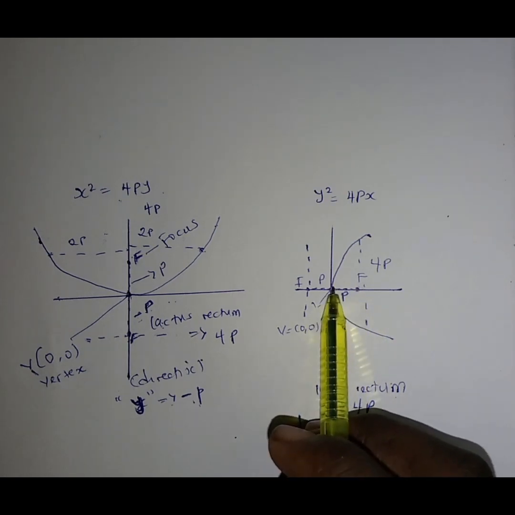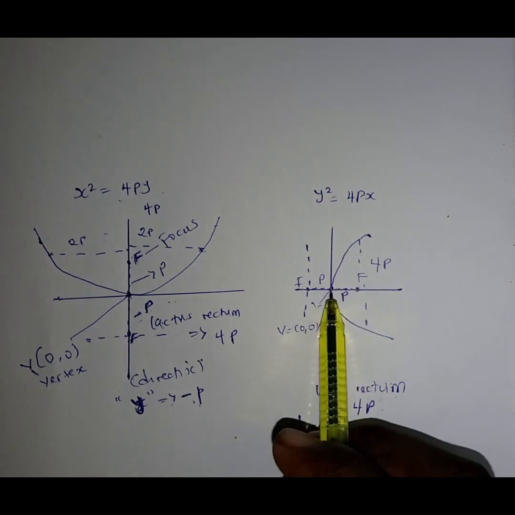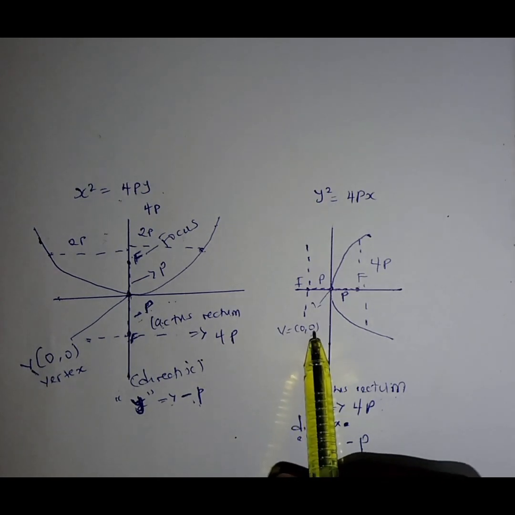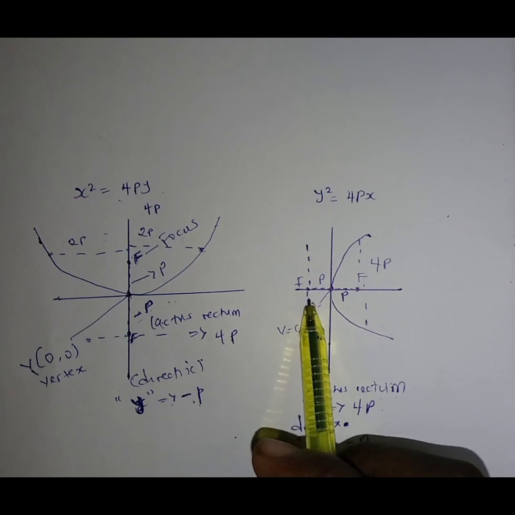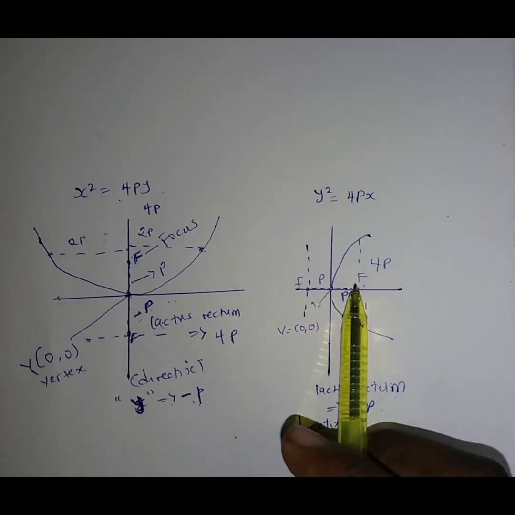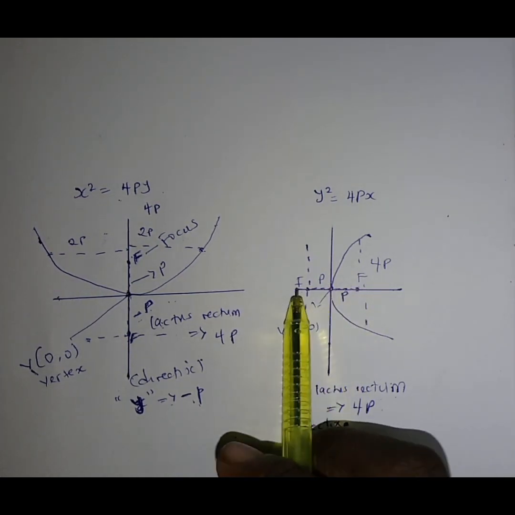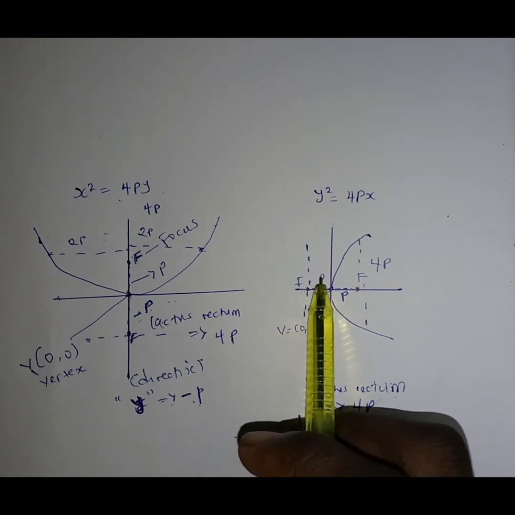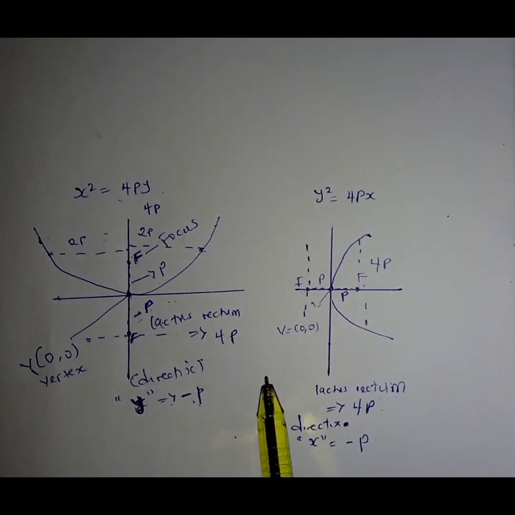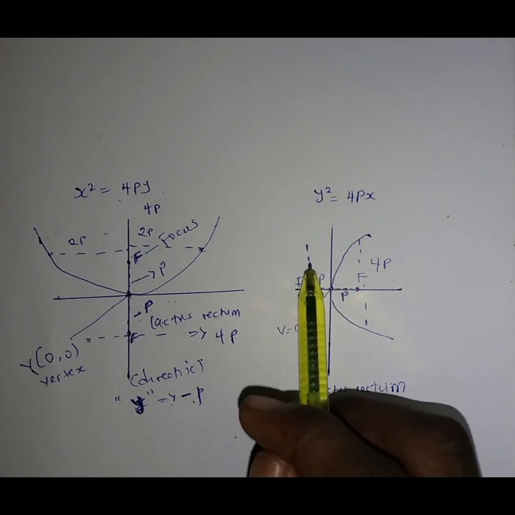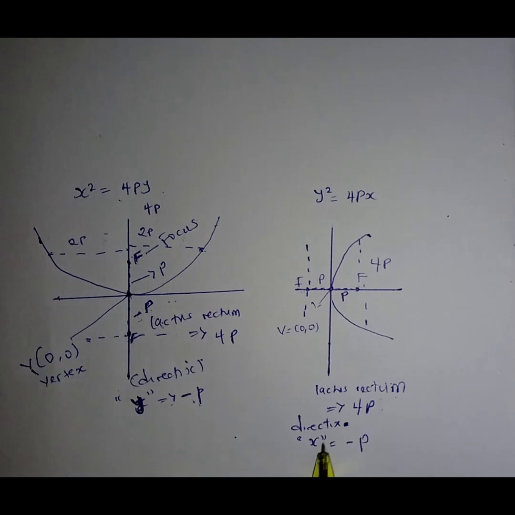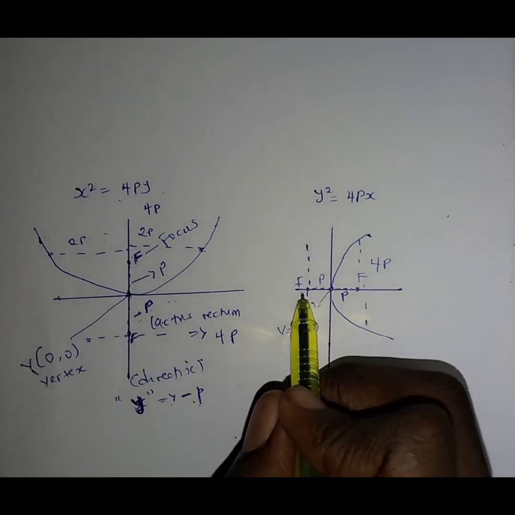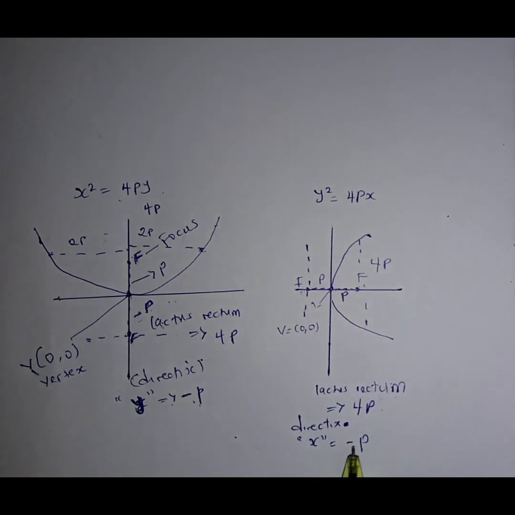Now the distance from the vertex to the focus is P, and the vertex is at the origin, which is 0, 0. Now the opposite side for the focus will be here. Are we together? So the distance from the point to the opposite focus will be P. So my directrix, I told you, is always at the opposite of the focus. So my directrix will be occurring at the x-axis, x equals negative, because it's at the negative side of x, so it will be negative P.